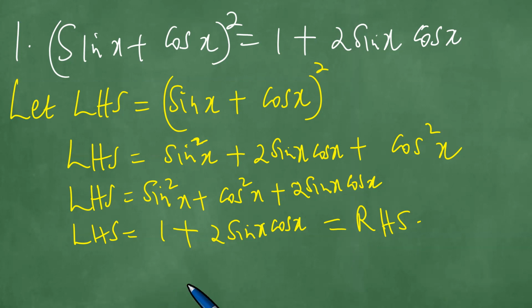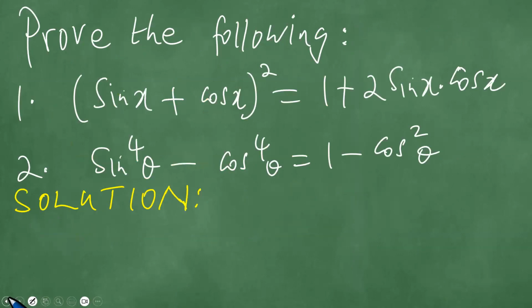Now let us look at more proofs. We need to prove number 2: sine to the 4th power of theta minus cosine to the 4th power of theta is equal to 1 minus 2 cosine squared of theta. How do we prove this? Anyone? I hope you're not sleeping.